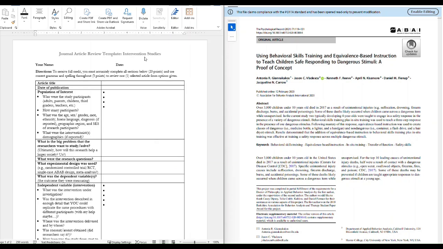All right, so this is going to be a model of how to complete a journal article review for an intervention study, which is basically any of the other modules 2 through 6. They're all going to be intervention studies.